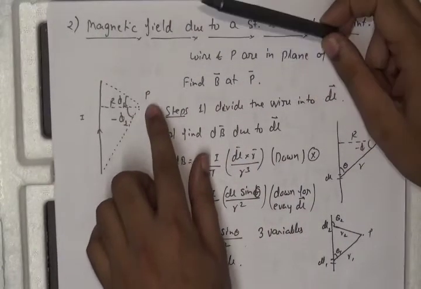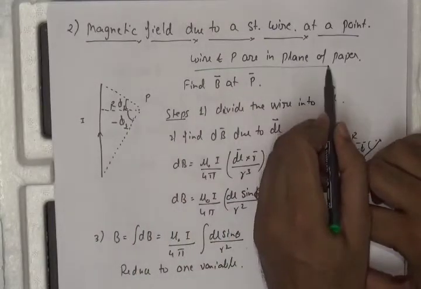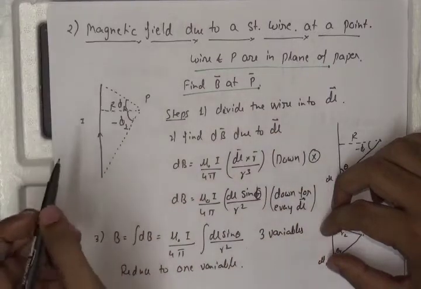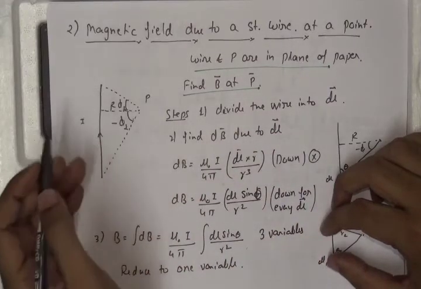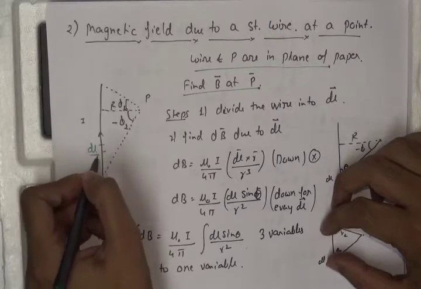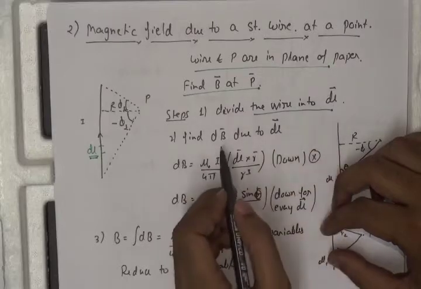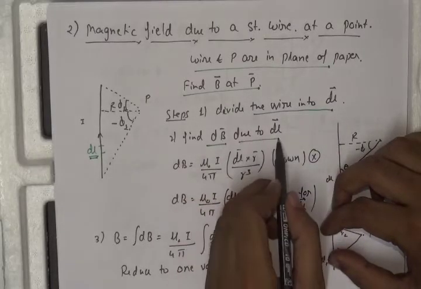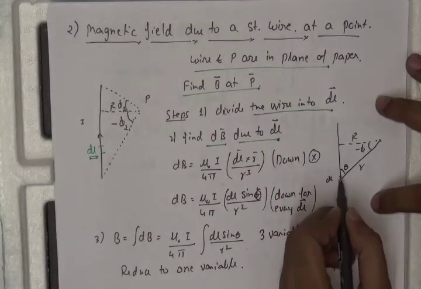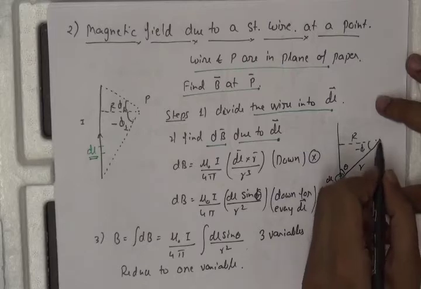We have to find the magnetic field at the point P. So wire and P are in the same plane. So using the Biot-Savart law, the first step will be to break this wire into infinitely small lengths dl, and find the magnetic field dB due to each element dl. So what we are going to do here is that I have divided this wire into infinitely small length dl and I have to find the magnetic field at this point.